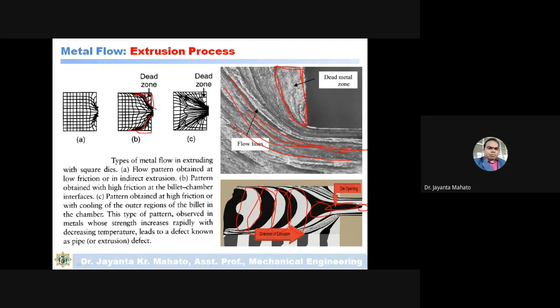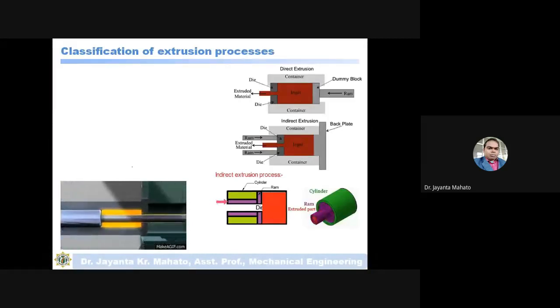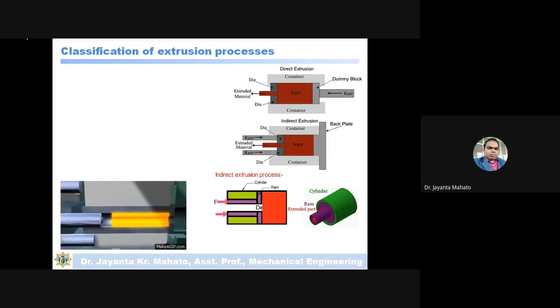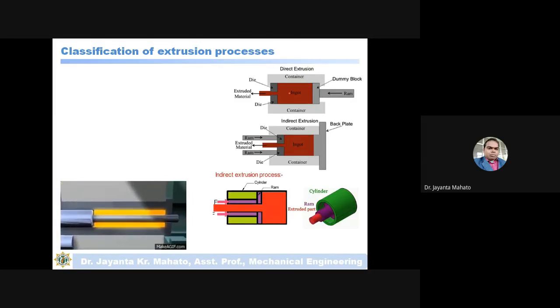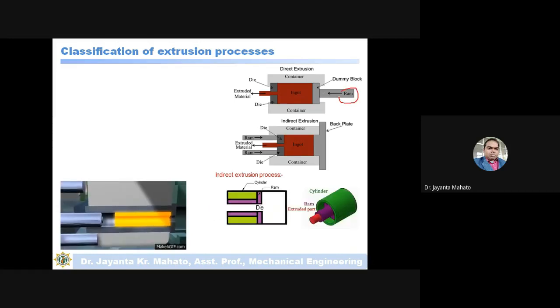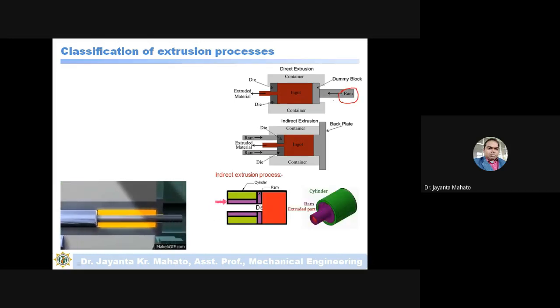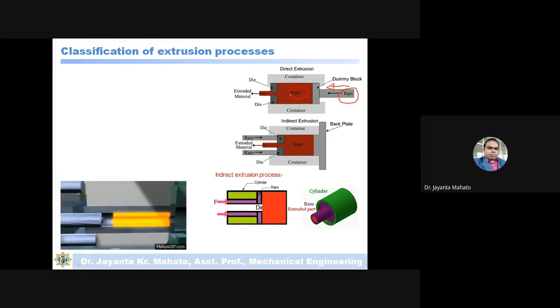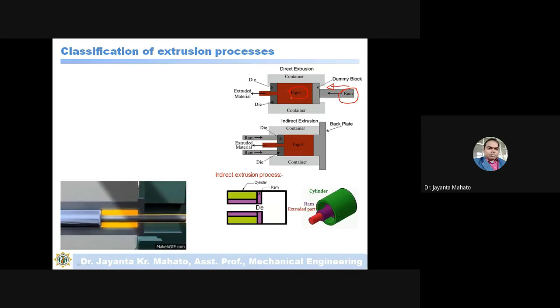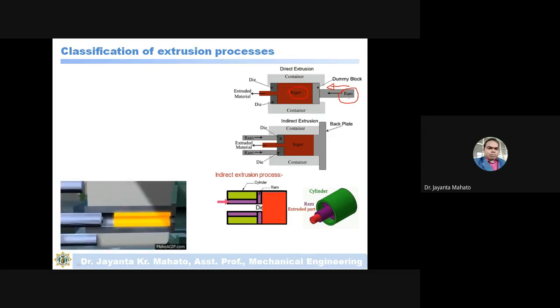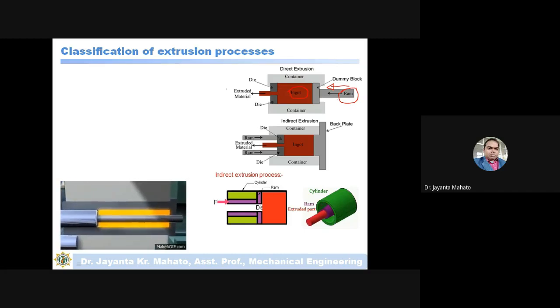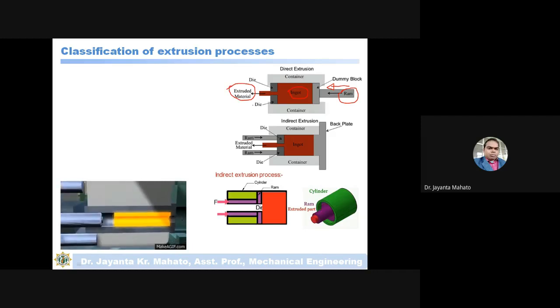Now, different types of extrusion process. There are different types of extrusion process. Just see this first image. In this case, this is the ram or plunger, whatever you call it. This plunger will move in this direction. This is the ingot or billet, whatever you call it. This is the raw material. So this ram will move in this direction, and the extruded material will come out from this die.